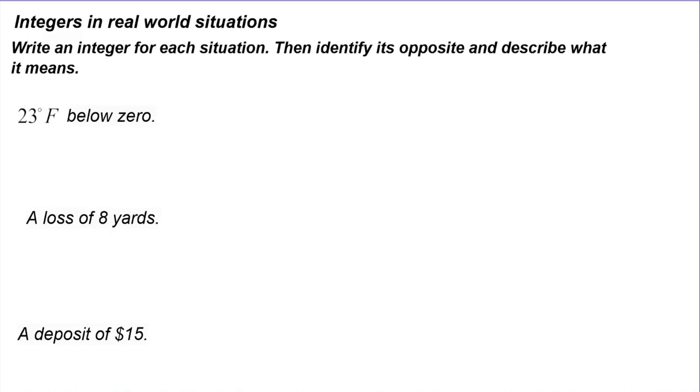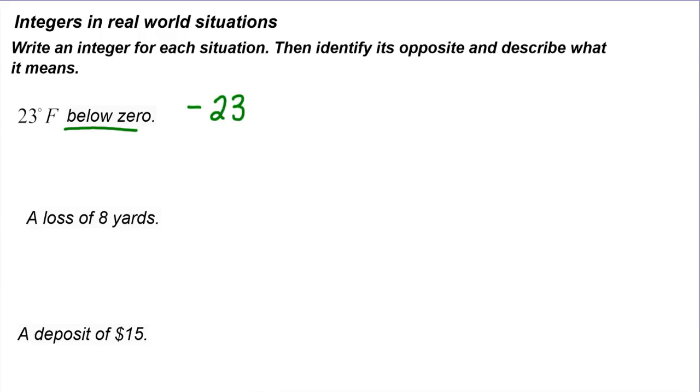Lastly, we want to talk about integers in real-world situations. So for each one of these statements here, I want to write an integer for each situation, then identify its opposite, and then describe what it means. So 23 degrees, sorry, 23 degrees Fahrenheit below 0. Now, since we're below 0, that's going to be a negative value. It's under 0 or less than 0. So the integer to describe this would be -23.